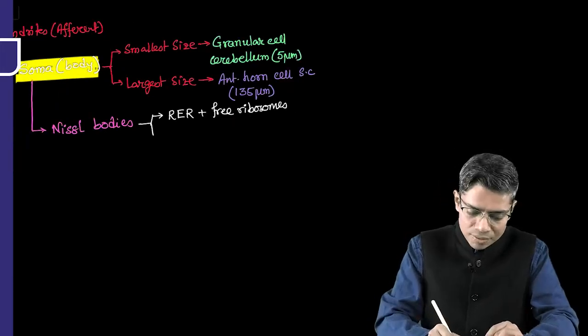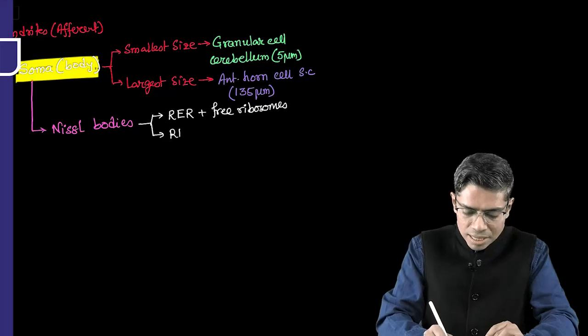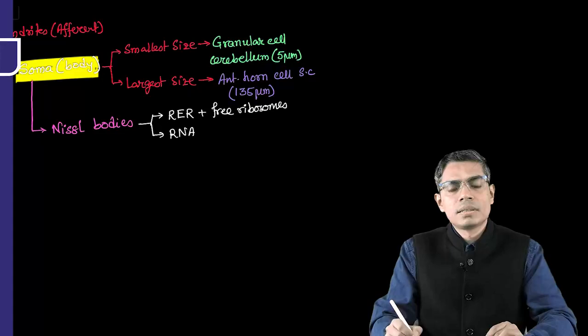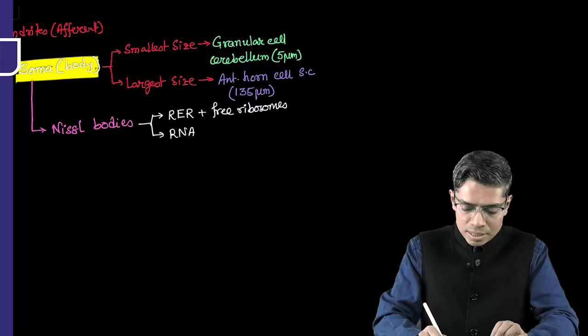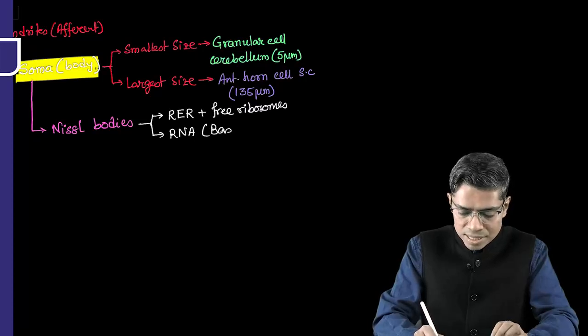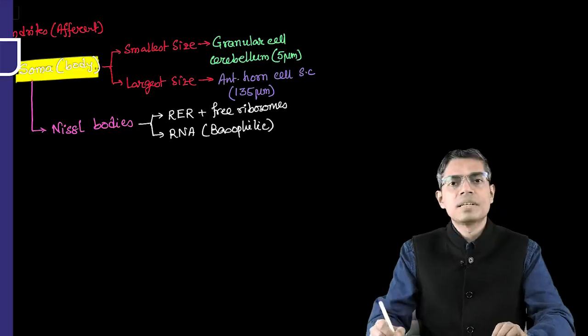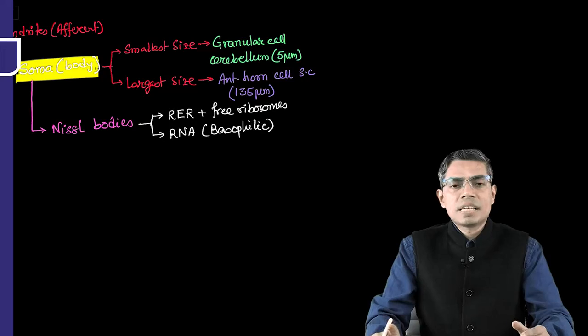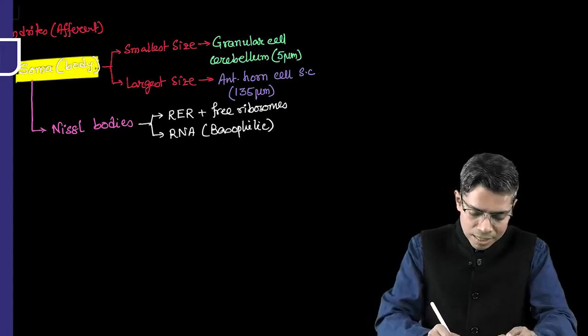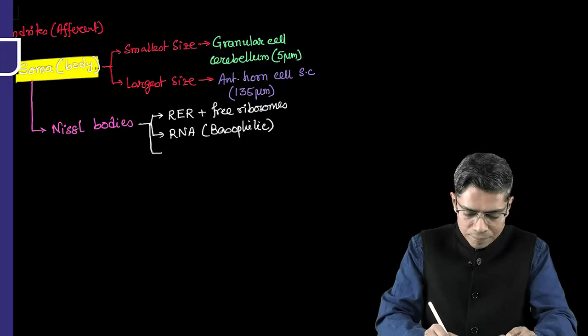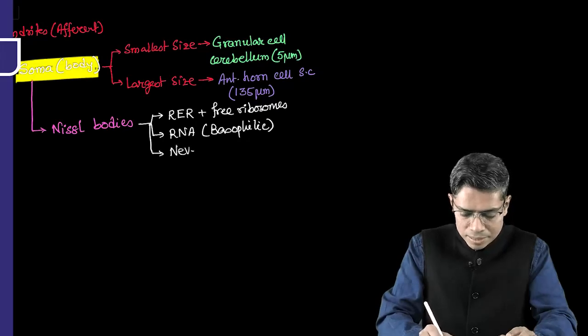Nissl bodies are very rich in RNA material. Because of this RNA material, if you stain the Nissl body, it will be basophilic in nature. That means if you stain with Leishman stain or Romanovsky group of stain, it will take up the basic dye and look basophilic, right?